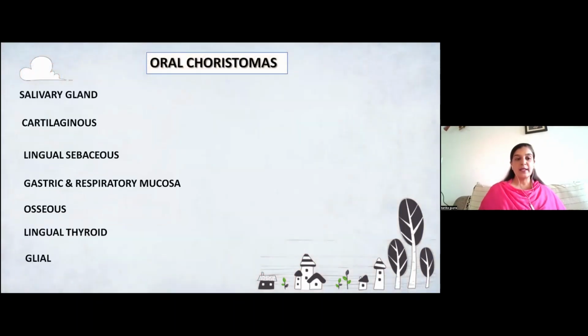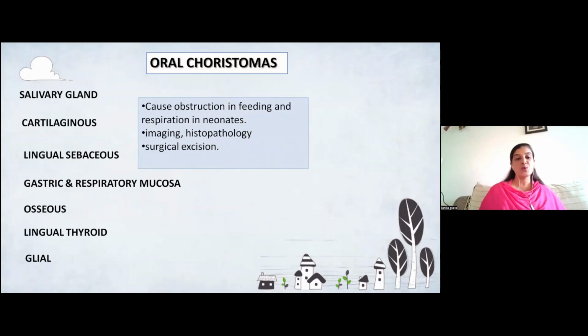Now, the salivary gland, cartilaginous tissue, lingual sebaceous tissues, gastric respiratory mucosa, osseous, lingual thyroid, or the glial tissues could be incorporated in these oral choristomas. They cause obstruction in feeding and respiration in neonates, and the diagnosis could be made through histopathology and imaging, and surgical excision is the treatment of choice.